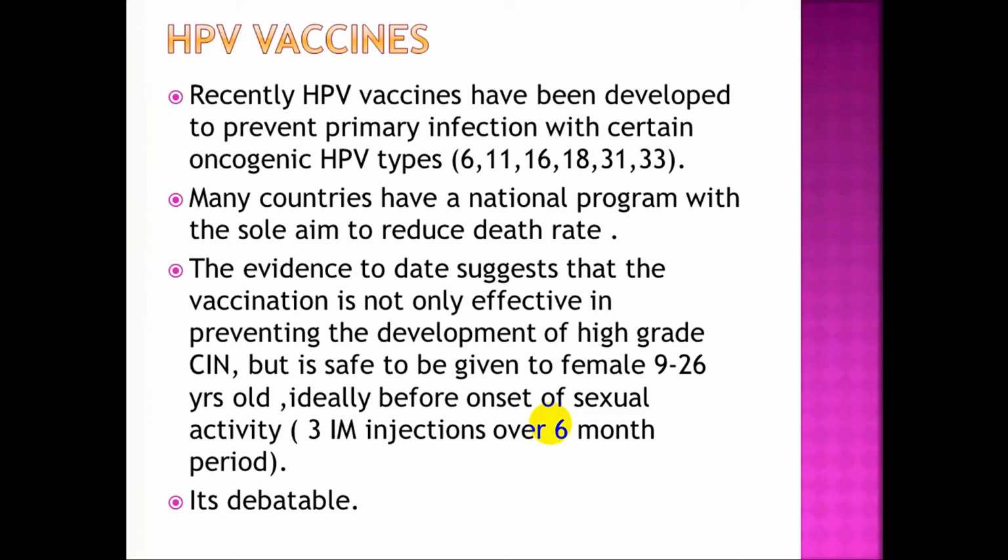The evidence to date suggests that the vaccination is not only effective in preventing the development of high-grade CIN, but is also safe to be given to females 9 to 26 years old, ideally before onset of sexual activity. Three IM injections over a 6-month period. It is debatable.